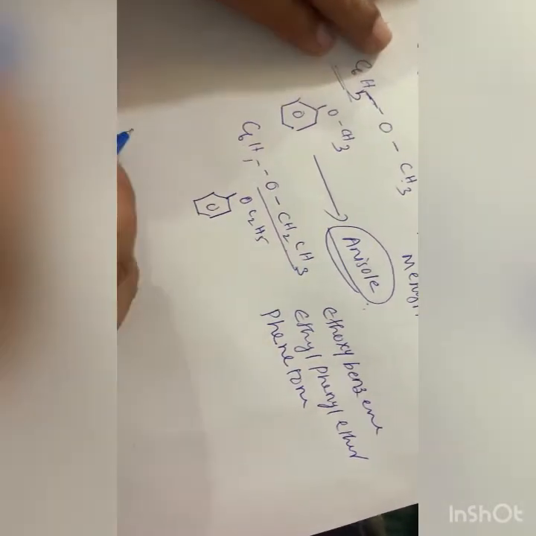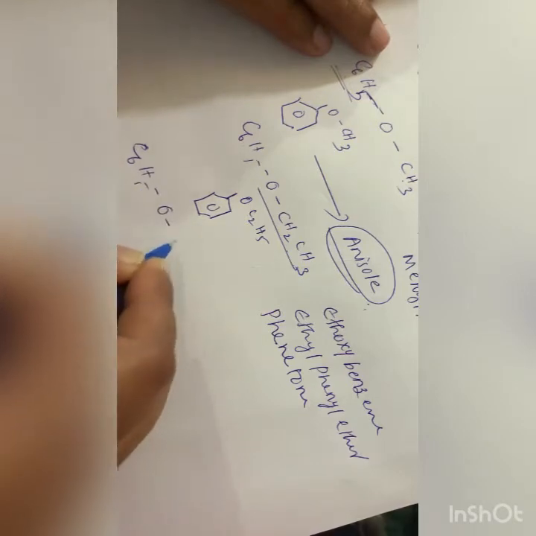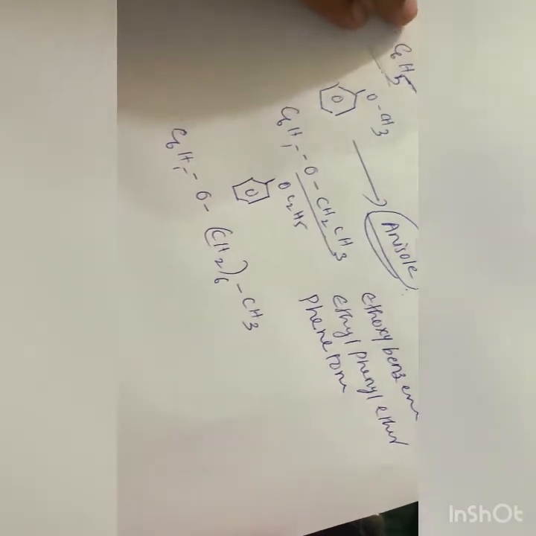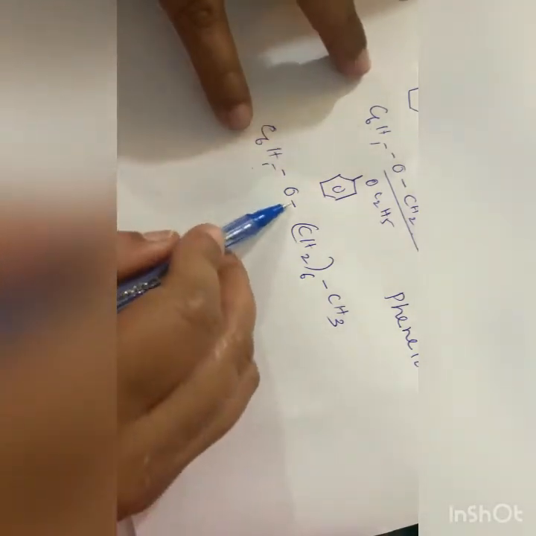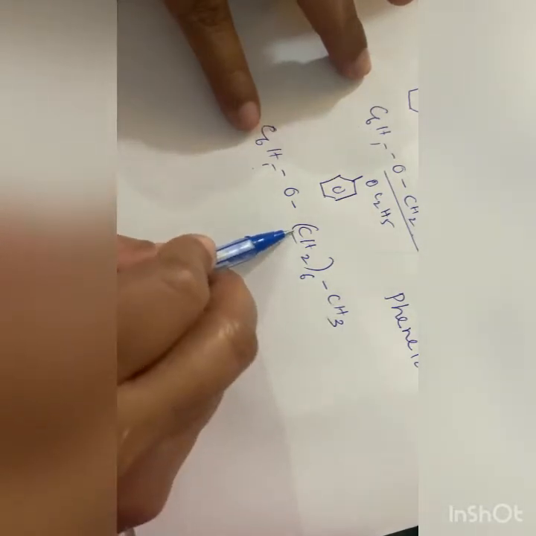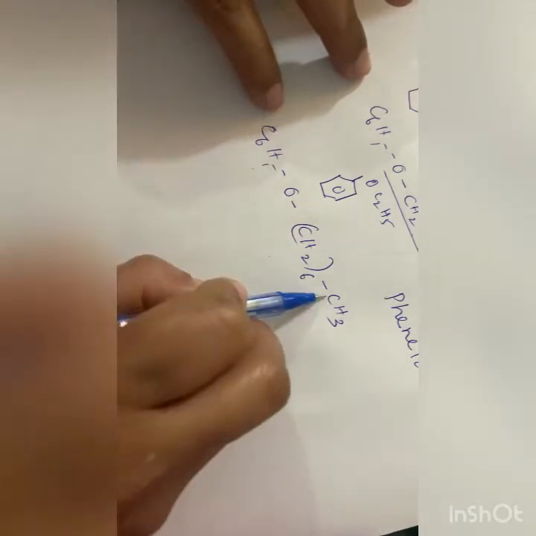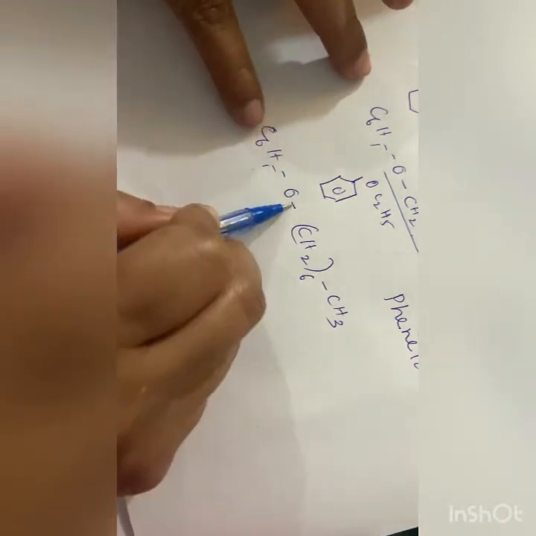Next one is C6H5O CH2 6 times CH3. So this one is C6H5, 6 carbon. This side how many carbon? Oxygen is the functional group. Both the sides we have to see. This side of oxygen, 6 carbon. This side of oxygen, how many carbon is there? Here 6 carbon and one more carbon extra, 7 carbon is there. So 6 and 7, 7 is more. Therefore this should be the parent and this should be the oxy group.